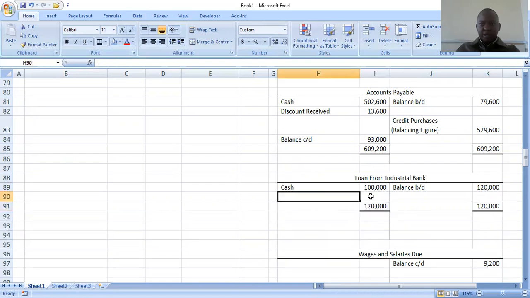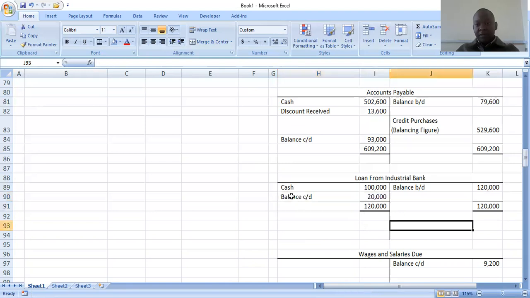So here we have the difference equal to 120,000 minus 100,000, which is 20,000 shillings, which should now be our balance carried down. It means that we still owe the industrial bank 20,000 shillings. We began with a balance of 120,000, and then we paid them 100,000 shillings. Then we are still left with 20,000 shillings owed to the industrial bank. The balance brought down is an opening credit balance, which should be on the credit side of the account.